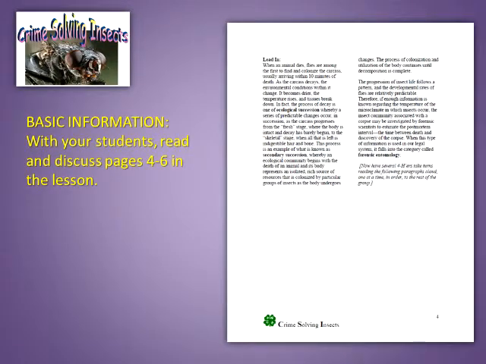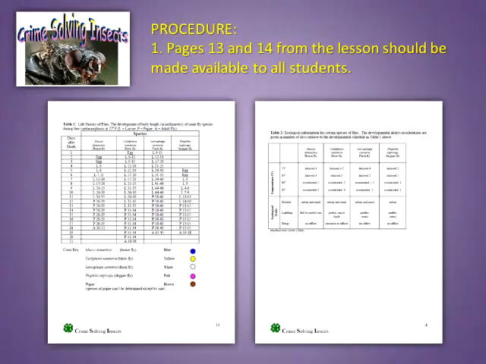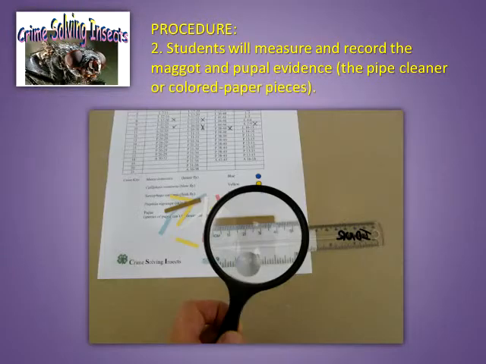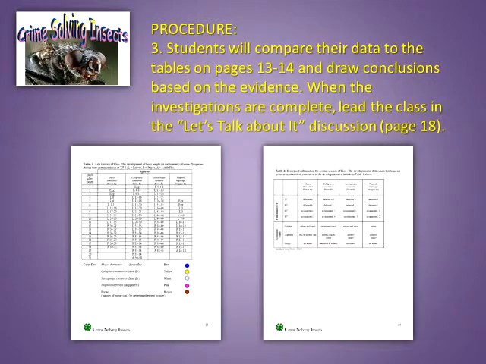Basic information: with your students, read and discuss pages 4 through 6 in the lesson. Procedure: pages 13 and 14 from the lesson should be made available to all students. Students will measure and record the maggot and pupae evidence, the pipe cleaner or colored paper pieces. Students will compare their data to the tables on pages 13 and 14 and draw conclusions based on the evidence. When the investigations are complete, lead the class in the Let's Talk About It discussion.